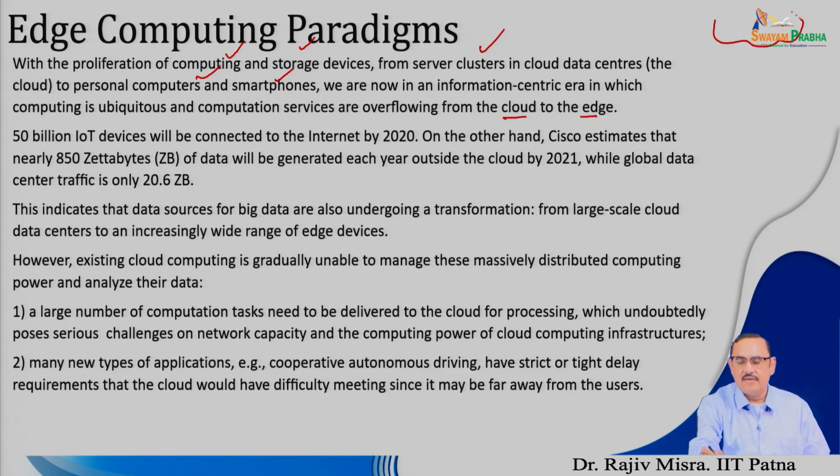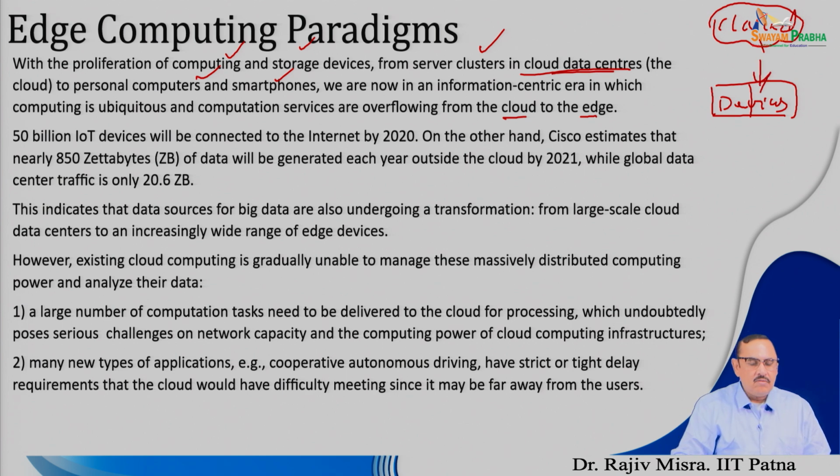Here you can see the cloud and here you have the devices. The cloud was providing computing and storage with the help of cloud data centers to these personal devices. And now these services are flowing from the cloud to the edge. So now they are provided very close to the device, not very far away in the cloud.